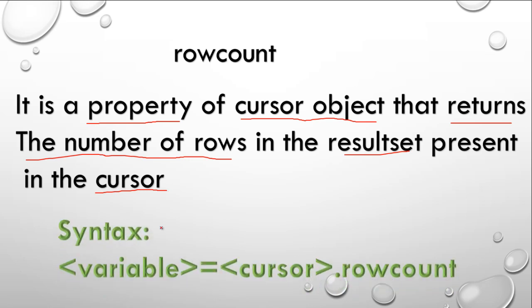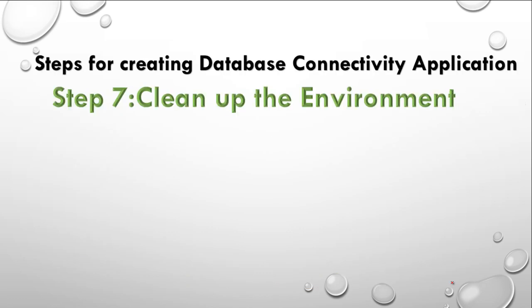And how are we going to use it? We write a variable name in which the total number of records value gets stored, then we write cursor.rowcount. In this way we can find the total number of records present in the result set available in the cursor.